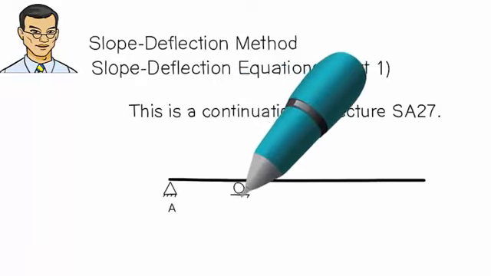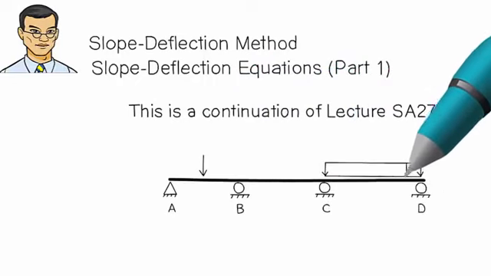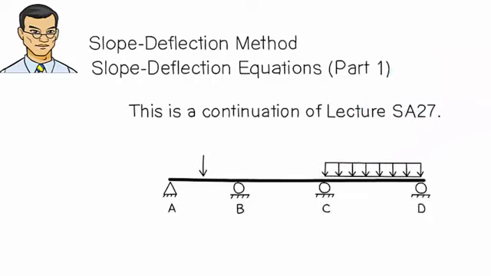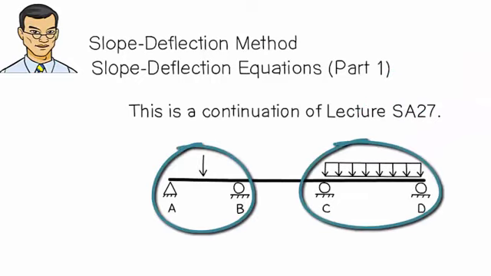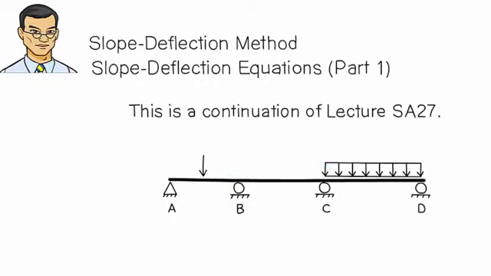Imagine a continuous beam having multiple segments. A typical beam segment could be subjected to external loads, like segments AB and CD, or it could be external load free, like segment BC. Let's consider each case separately. First, we examine the simpler case, where there are no external loads placed on the segment.